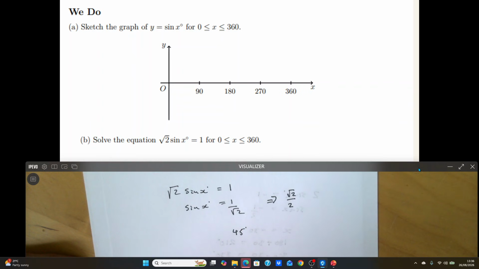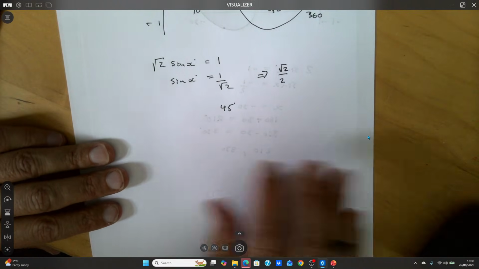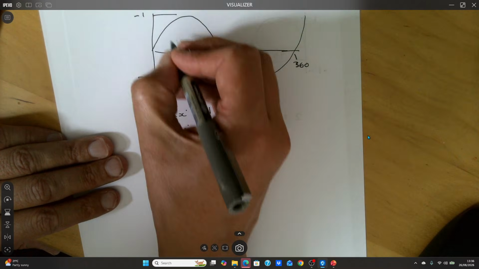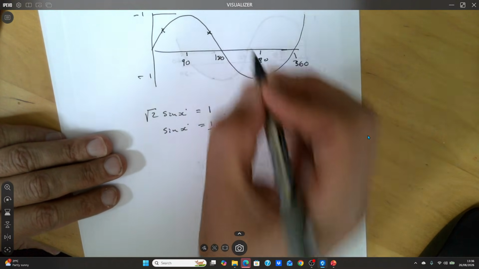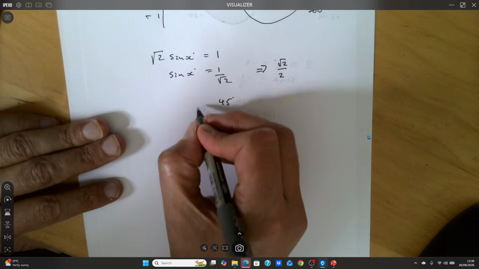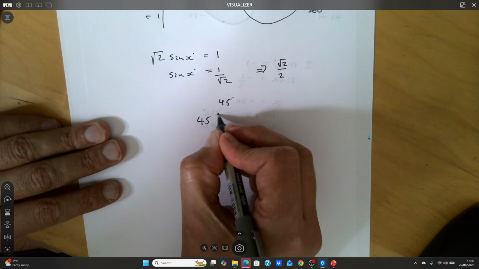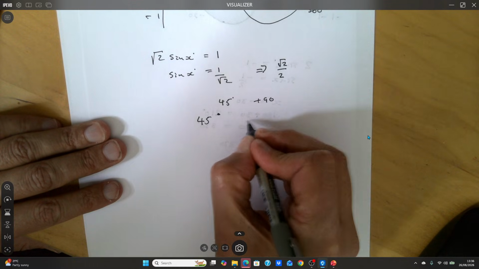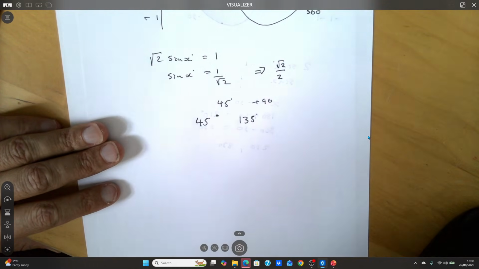Going back to our graph, well, you've got a 45 here, and then you've also got a 45 here, which is halfway between. So you have 45 degrees, and you have a 45 plus 90, which is 135.